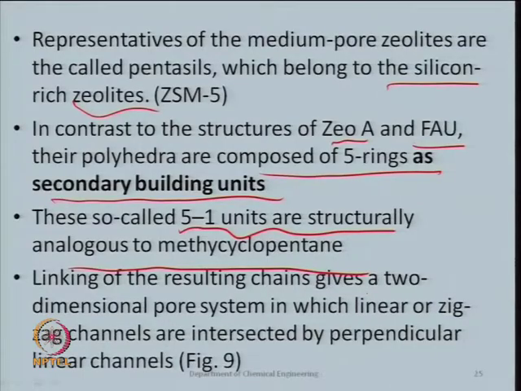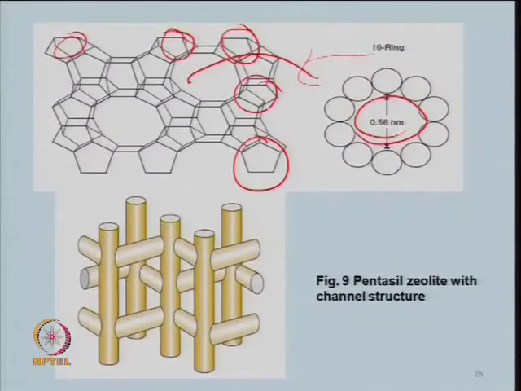So, linking of the resulting chain gives a 2D pore structure, right, in which the linear or zigzag channels are intersected by perpendicular linear channels, right. So, there can be different kinds of structure of ZSM-5, which is shown here in terms of the pore opening. So, ZSM-5 is something like a pentasil zeolite with this kind of channel structure, but the silicon to aluminum ratio may be varying, right, it can be different.